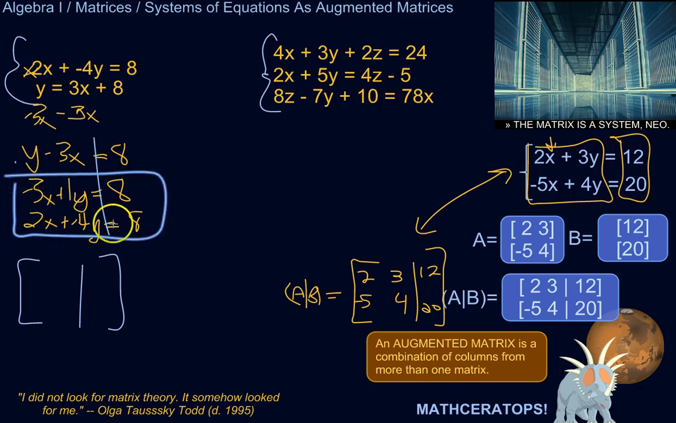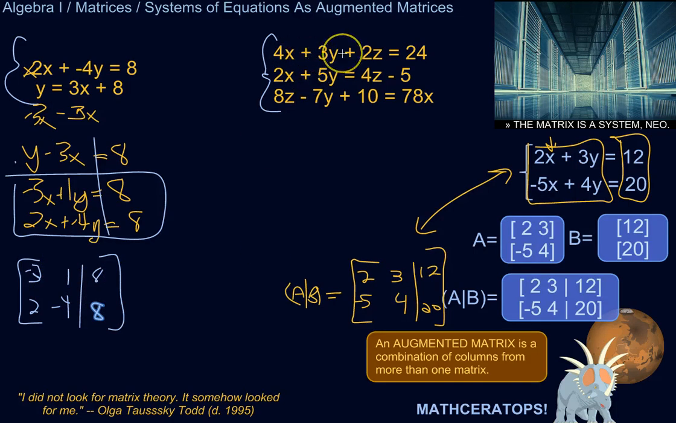So let me work on my coefficient matrix first. I've got negative 3, 1, 2, negative 4, and then for the constants I got 8 and 8. So now I've represented this system with a matrix. And now I can do cool matrix stuff with this to get the solution.